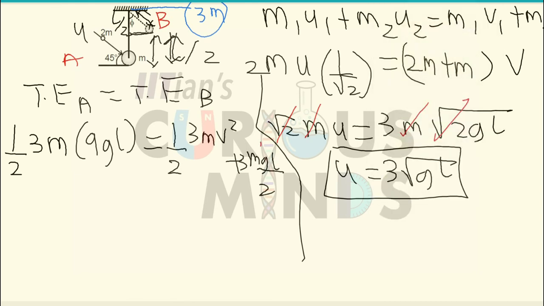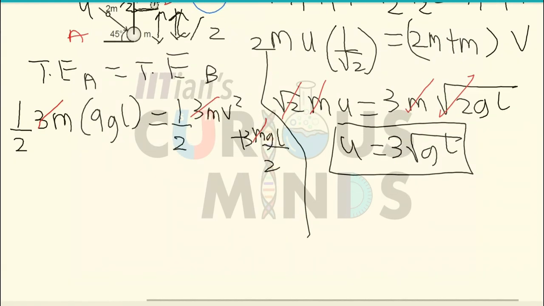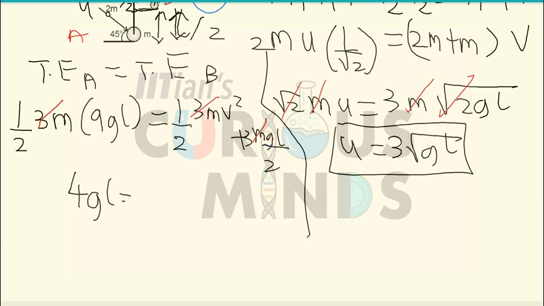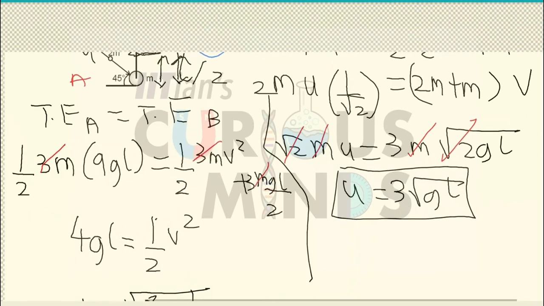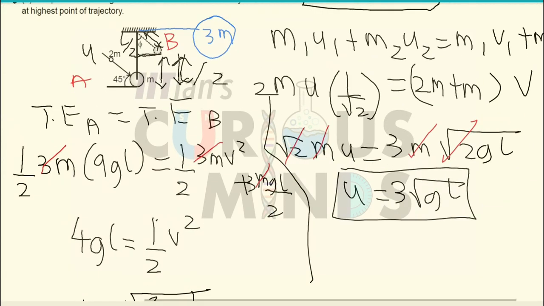So the 3m and 3m get cancelled out. It will be 9 by 2 minus 1 by 2, which is 8 by 2, which is 4 gl, equal to half into v squared. So the velocity at that point will be root 8 gl. The velocity at 60 degrees will be root 8 gl.